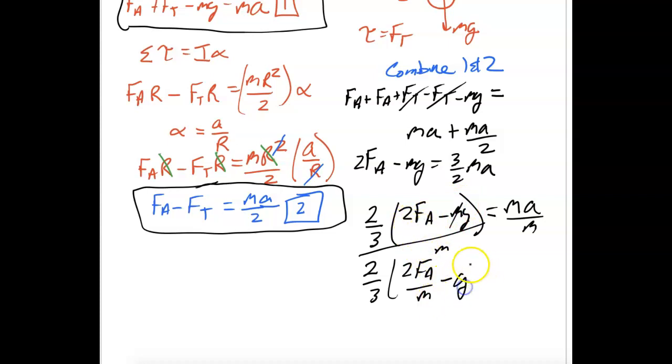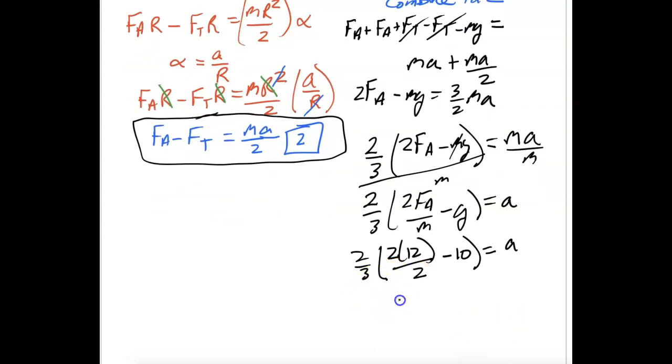So minus g, and that is equal to a. So now we plug all of our numbers in. 2/3 of 2 times 12 is that new force, and we're going to divide that by 2, which is our mass, minus 10. And you could use 9.8, 10 is absolutely fine then. And that will be equal to a. So in the end, our acceleration here is equal to 1.47 meters per second squared.